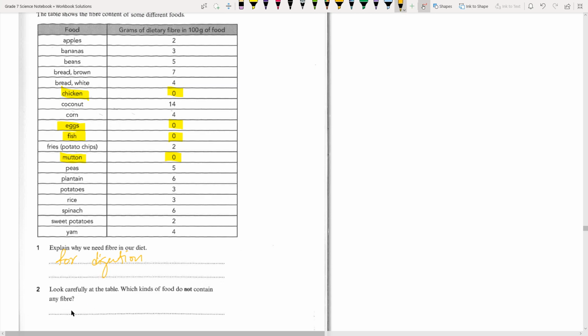So we can generally say meaty articles, because all of them are meat-based articles like chicken and eggs, or we can say farmed foods.